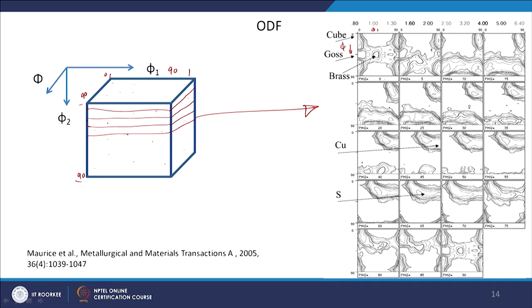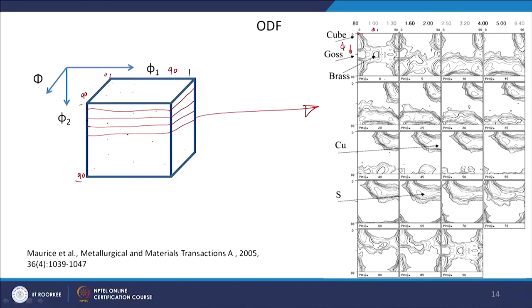A few texture components which we have already seen, you can see here also. The cube will already be in the same sample geometry, isn't it? For cube we have already said that 001 is parallel to the rolling plane, that means it is parallel to ND, and 100 is parallel to RD. So you don't require any rotation to bring the two into coincidence, because they are already in the same reference frame. That is why for cube you have phi 1 as 0, phi also as 0, and phi 2 we are taking the 0 slice here. So cube will be at these locations.